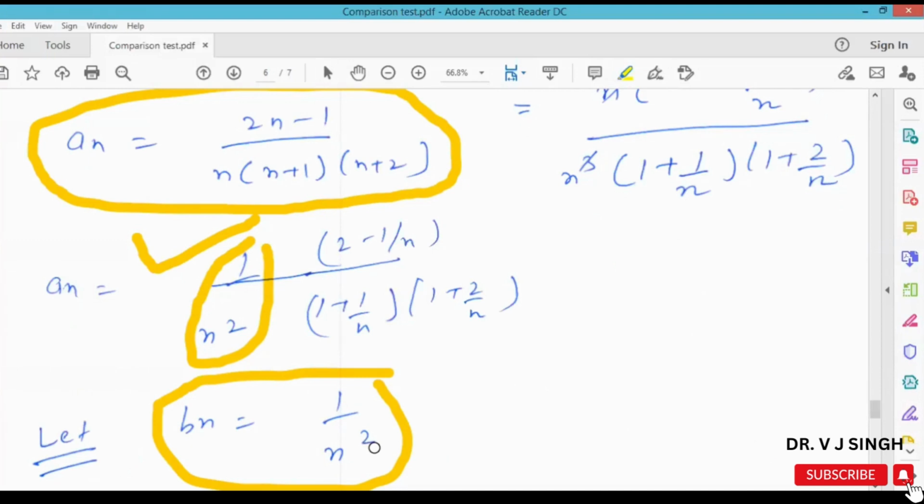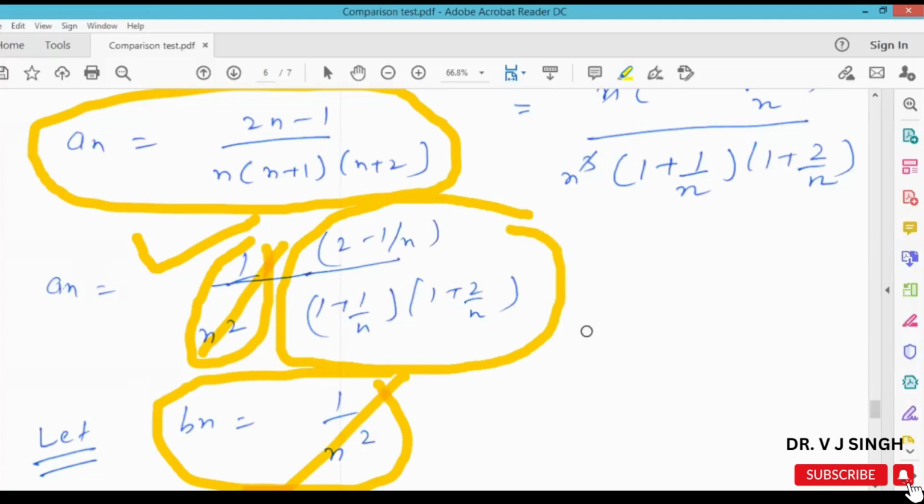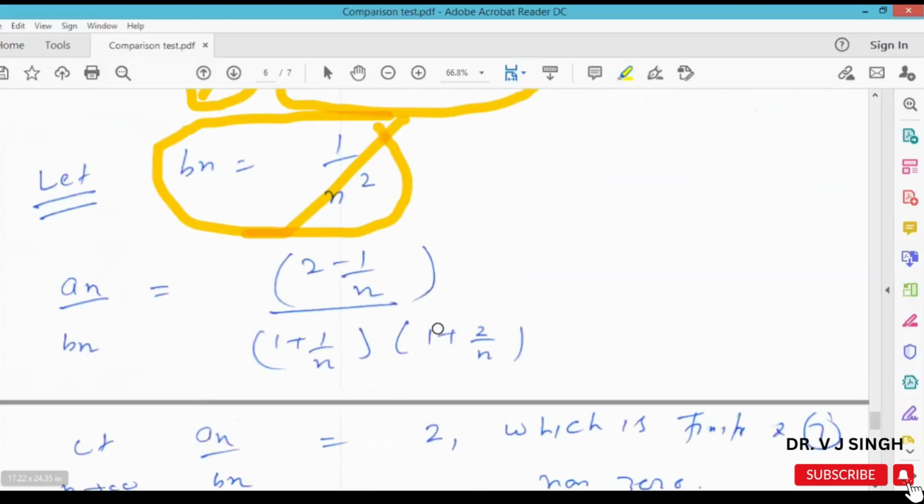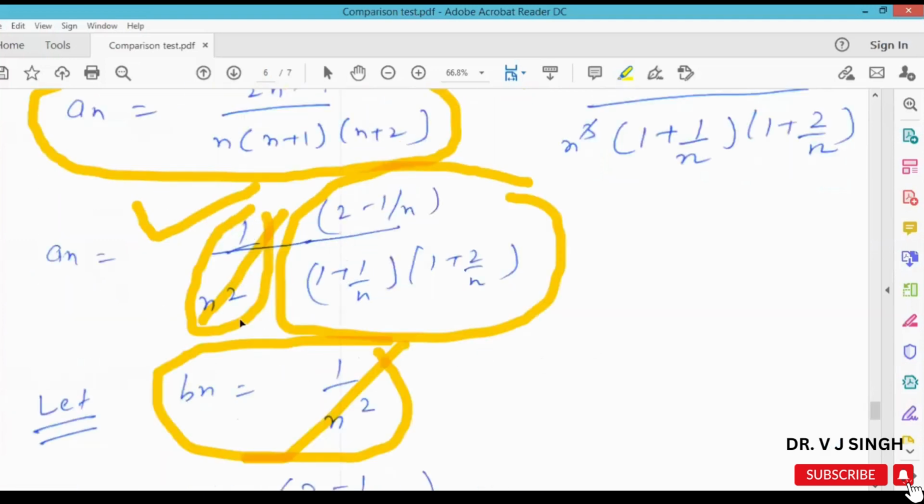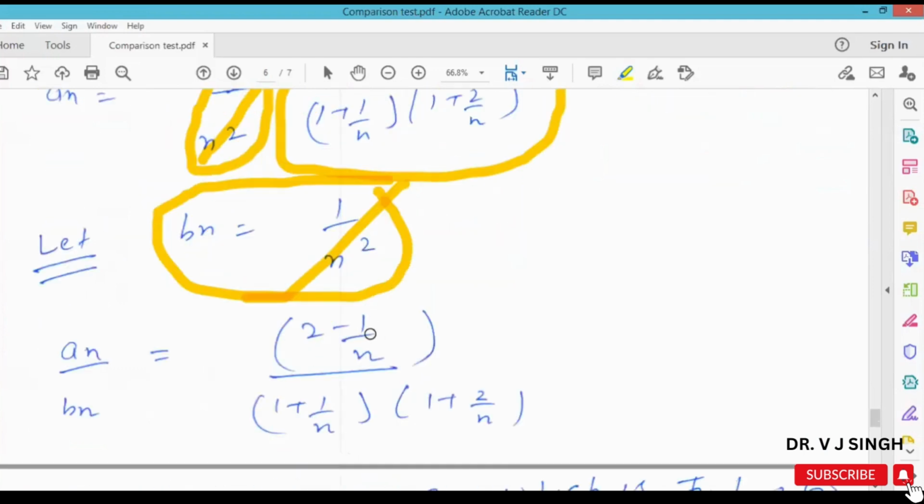Now come to the comparison test. What is the formula of the comparison test? Now divide an and bn. If we divide an and bn, this n square is cancelled out. We are left with only this term. So that's an by bn. It has to be cancelled, that's why we take bn like that. So 2 minus 1 by n, over 1 plus 1, 1 plus 2 by n.